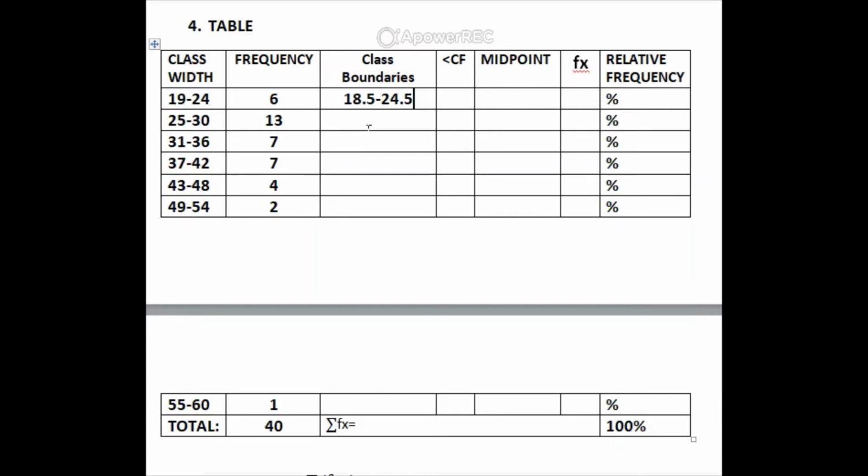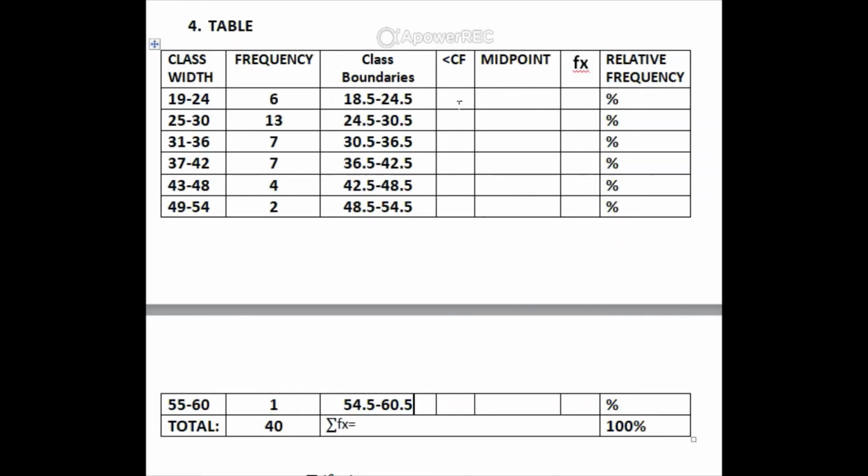Ganun lang din ang gagawin natin sa mga susunod na rows. So, we have 24.5, then 30.5. Ginawa ko na din off-cam yung mga sumusunod na row para mas madali ang ating video.